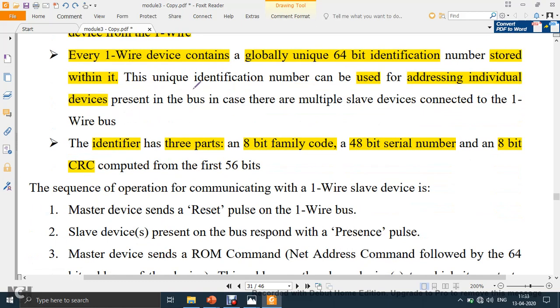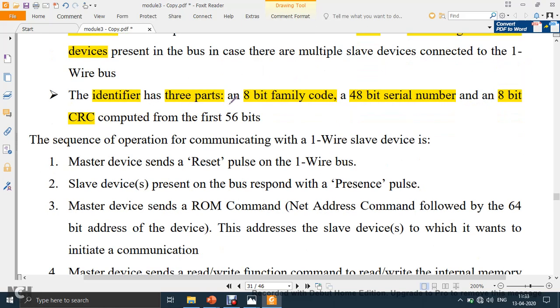Each device that supports one wire communication has a 64 bit address. You can say that it is an identification number, nothing but the address. Out of the 64 bits, 8 bits will be the family code, 48 bits will be the serial number, and 8 bits is the CRC, cyclic redundancy check. So what is the CRC? It is again used for error checking. In the previous case we used a parity bit for UART, right? Similarly here CRC is used for error checking.